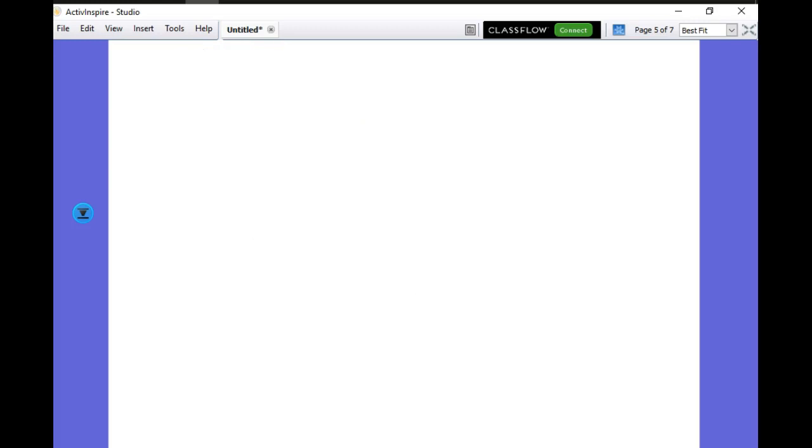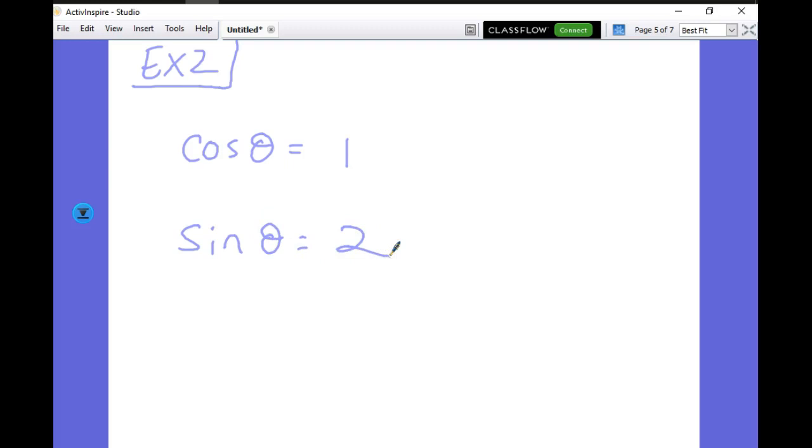All right, so there's that. Let's go ahead and proceed on to another type. We're going to look at weird ones now. Okay, so let's do this. Cosine of theta is equal to 1. And what's another weird one? Sine of theta is equal to 2. Well, actually, let me change this. 2 radical 3 over 3. I'll do that.